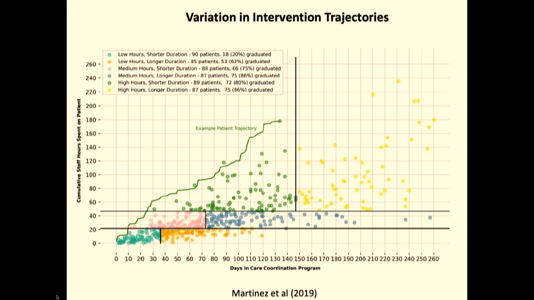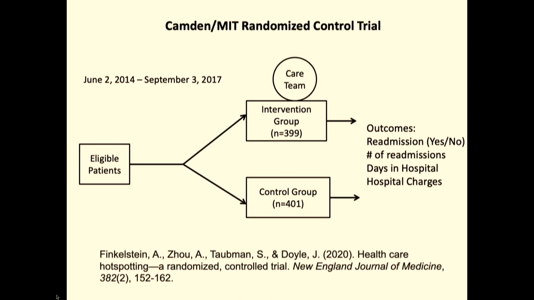You also have different levels of engagement going on. Some patients engage a lot, some patients don't engage as much. So not only is there great heterogeneity in the covariates, there's also great heterogeneity in the amount of time needed from the care team, in the amount of engagement. So anyway, these about 400 patients were in the intervention group, 400 in the control group.